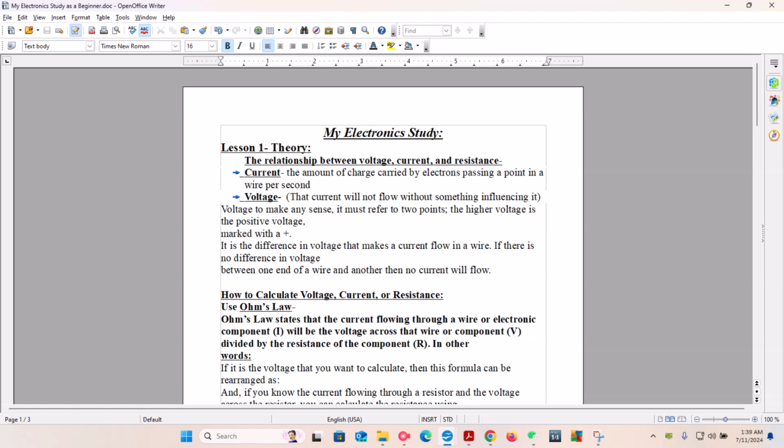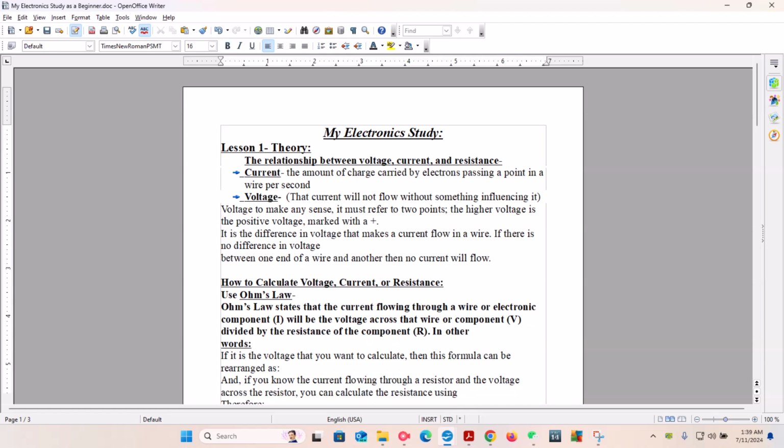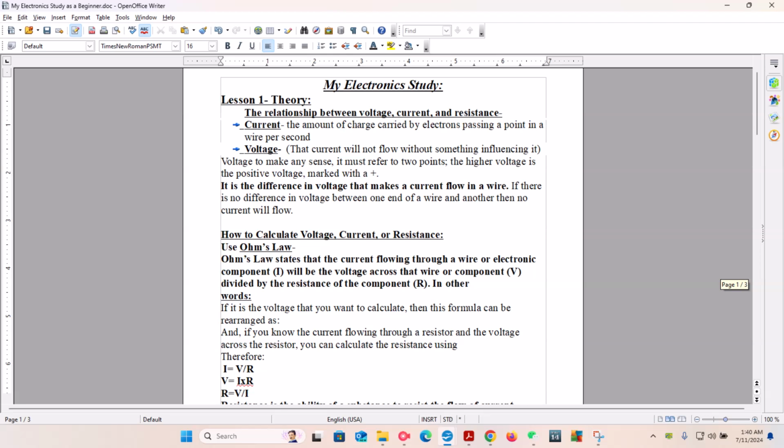And that voltage, to make any sense, must refer to 2 points, the higher voltage and the lower. Positive voltage is marked with a plus. It is a difference in voltage that makes a current flow in a wire. I'll put that bolded. It's a big point to understand. If there's no difference in voltage between one end of the wire and the other, then no current will flow. Okay, so that's an important point.